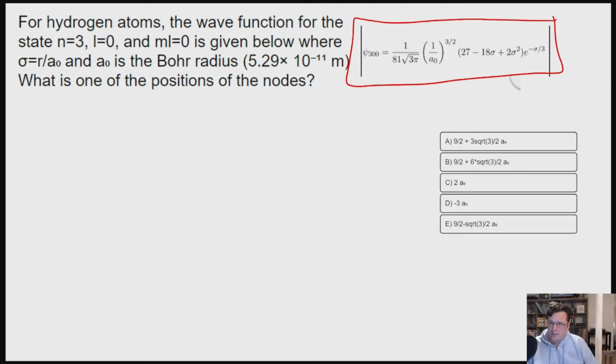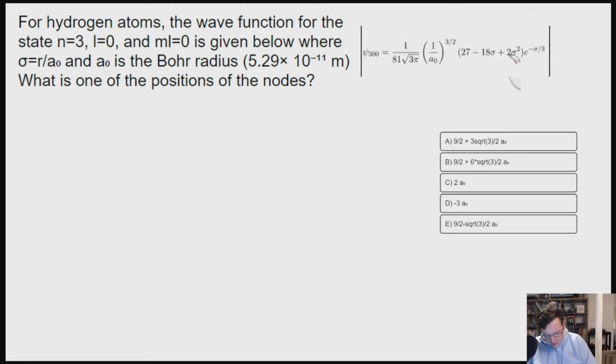There are a few different things to take into account. The only parts where R is present are going to be the sigmas right here. In these cases, A0 is simply a constant, the Bohr radius. If we break down the wave function, this part describes the amplitude of the wave, and this part describes what the wave looks like, and as we can see, it slowly decreases over time. So this is n equals 3, L equals 0, M sub L equals 0.